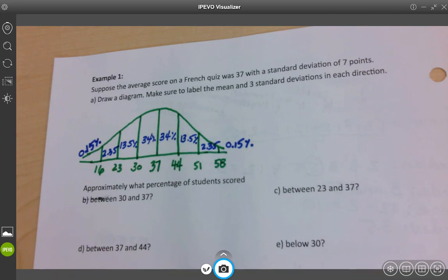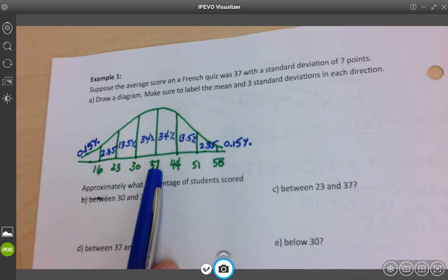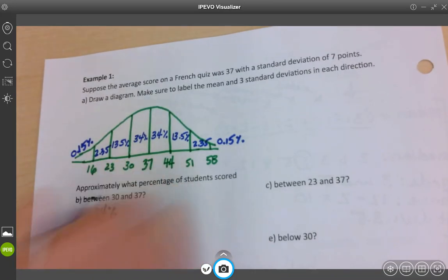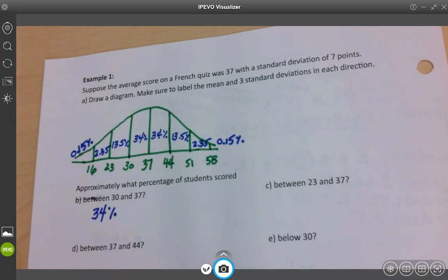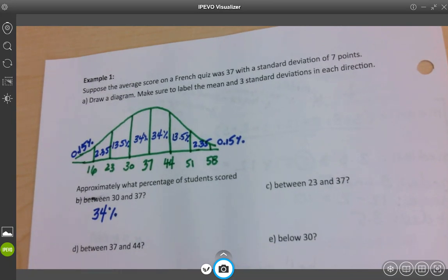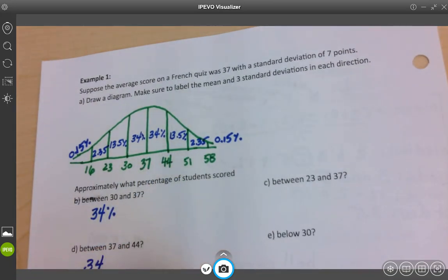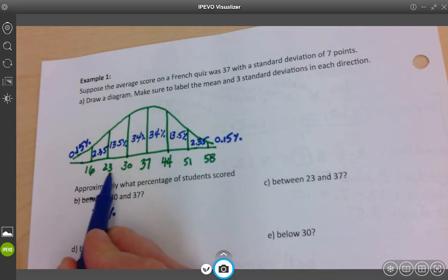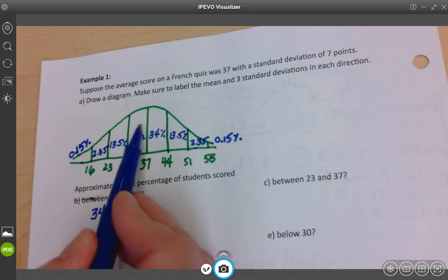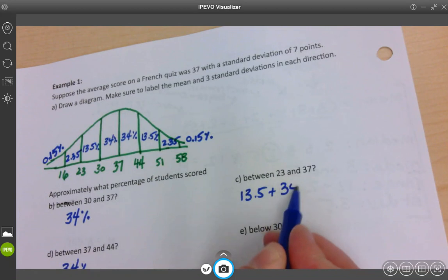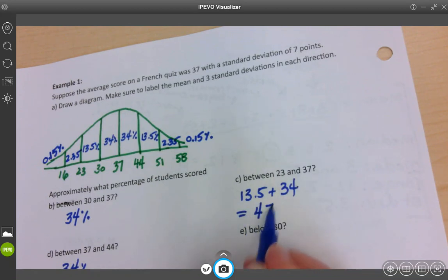All right, so I'll do one and then I'll give you a moment to figure some out. For B, it says, what percent of students score between 30 and 37? 30 and 37, that would be 34%. Okay, so a lot of students score between 30 and 37. So from 37 to 44, you should have also had 34%. Between 23 and 37, you had to add these two up. So 13.5 plus 34, and you got 47.5%.